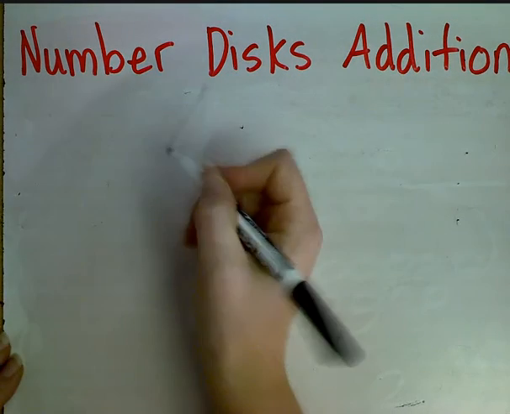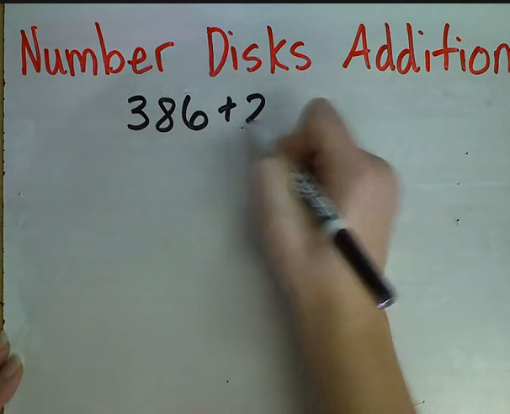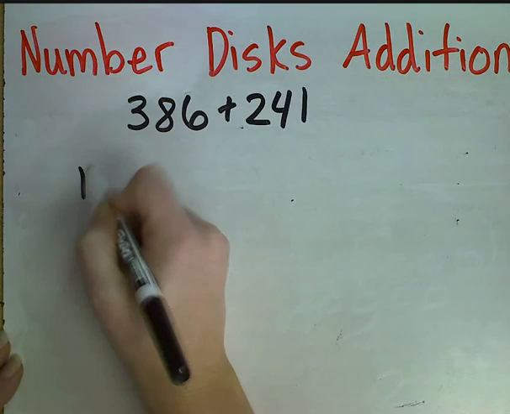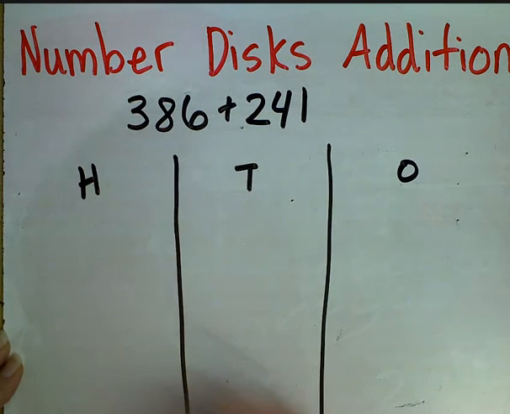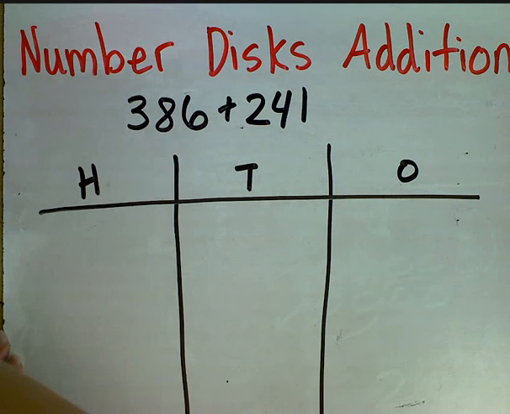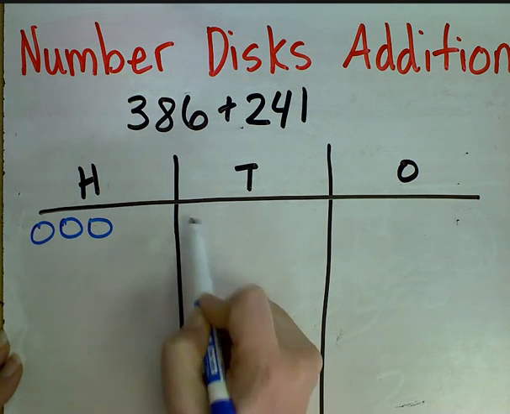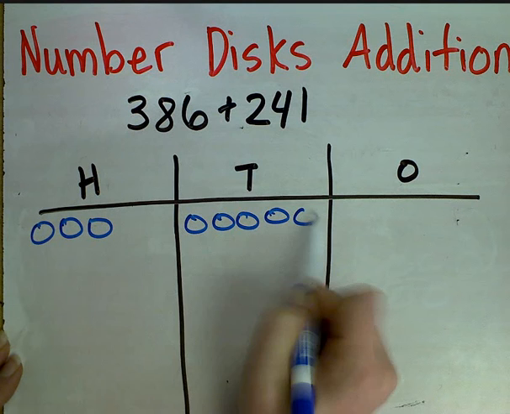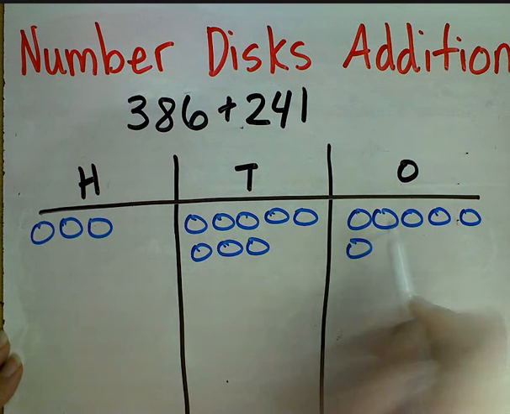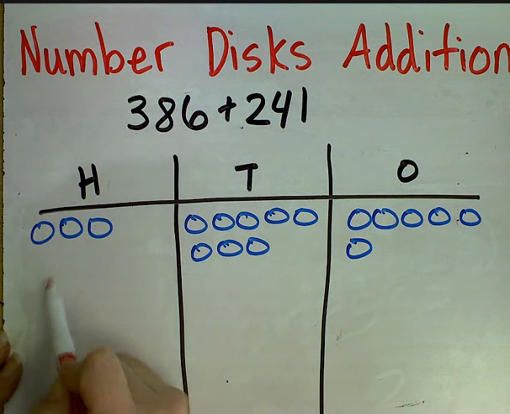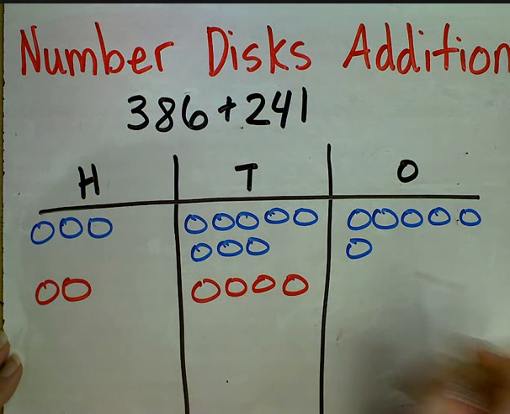Now I'm going to look at 386 plus 241. Again, I'm making my hundreds, tens, and ones chart. So my first number, 386, has 3 hundreds, 8 tens, and 6 ones. My second number has 2 hundreds, 4 tens, and 1 one.